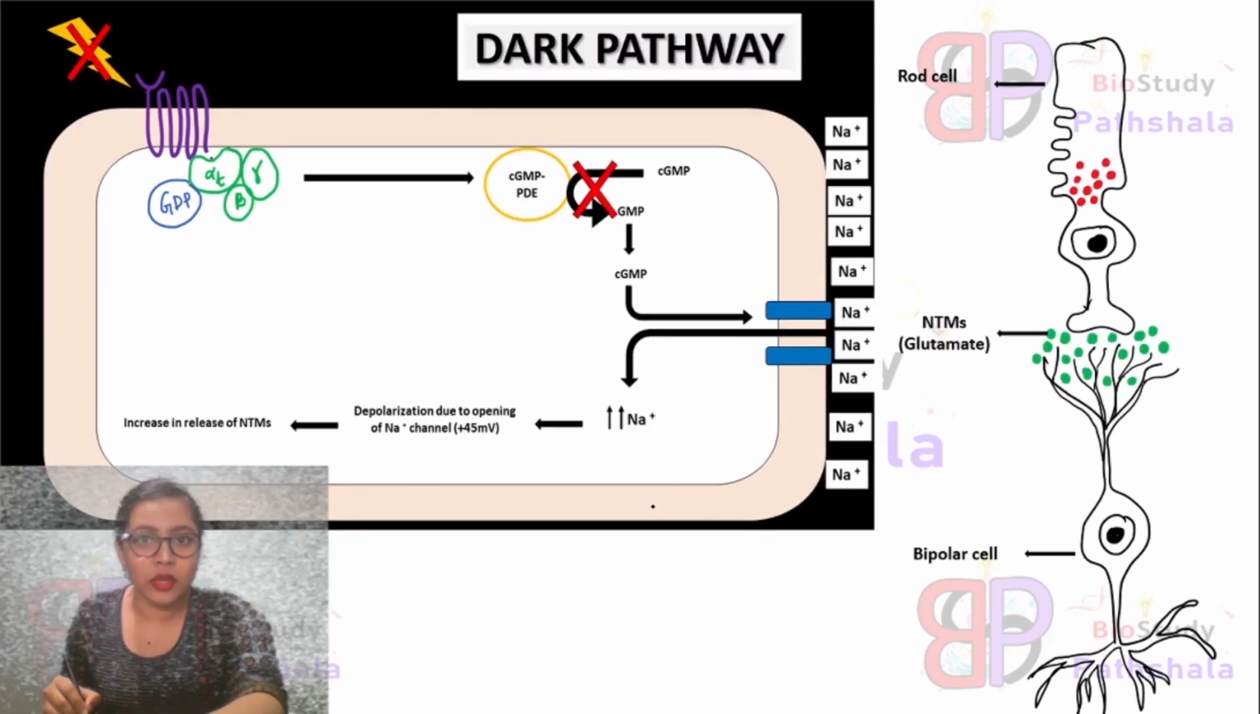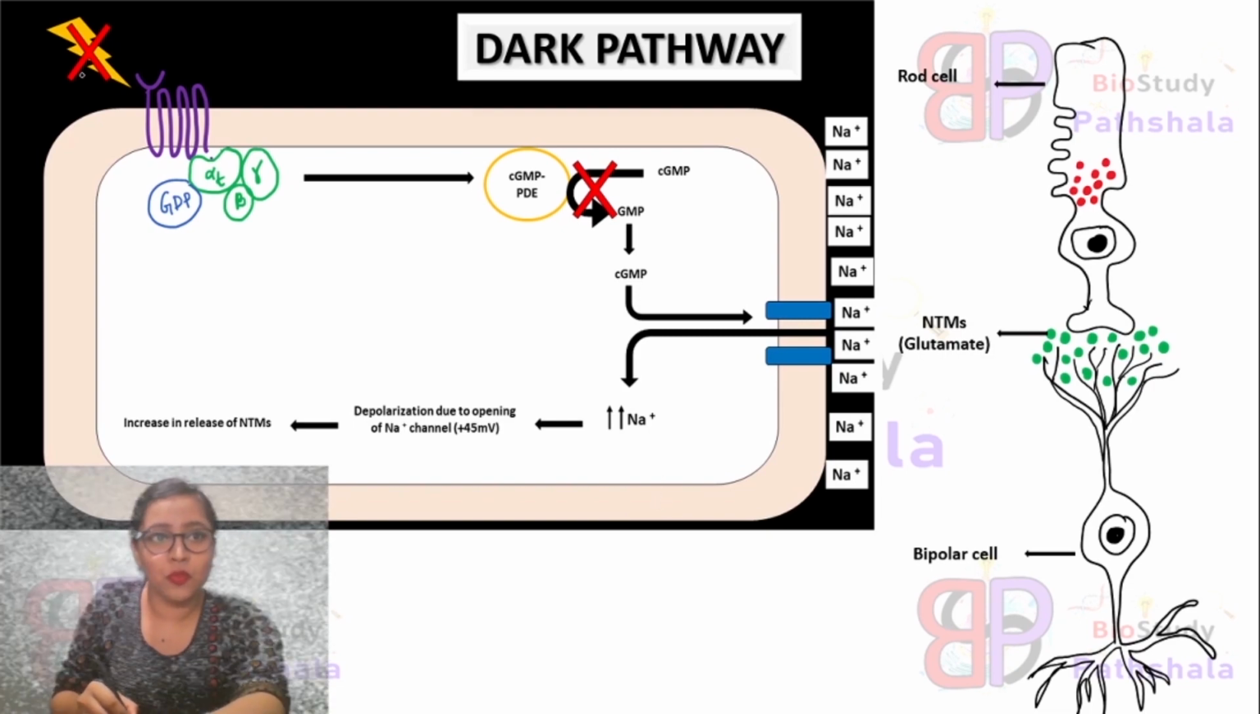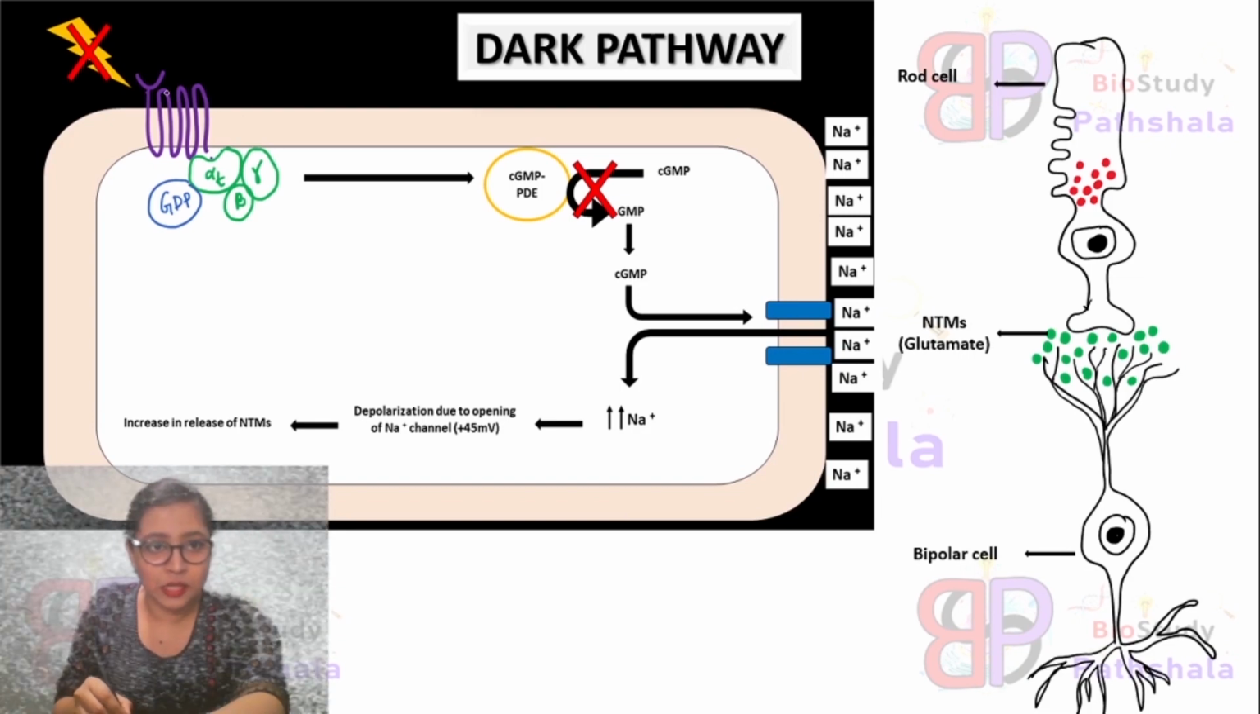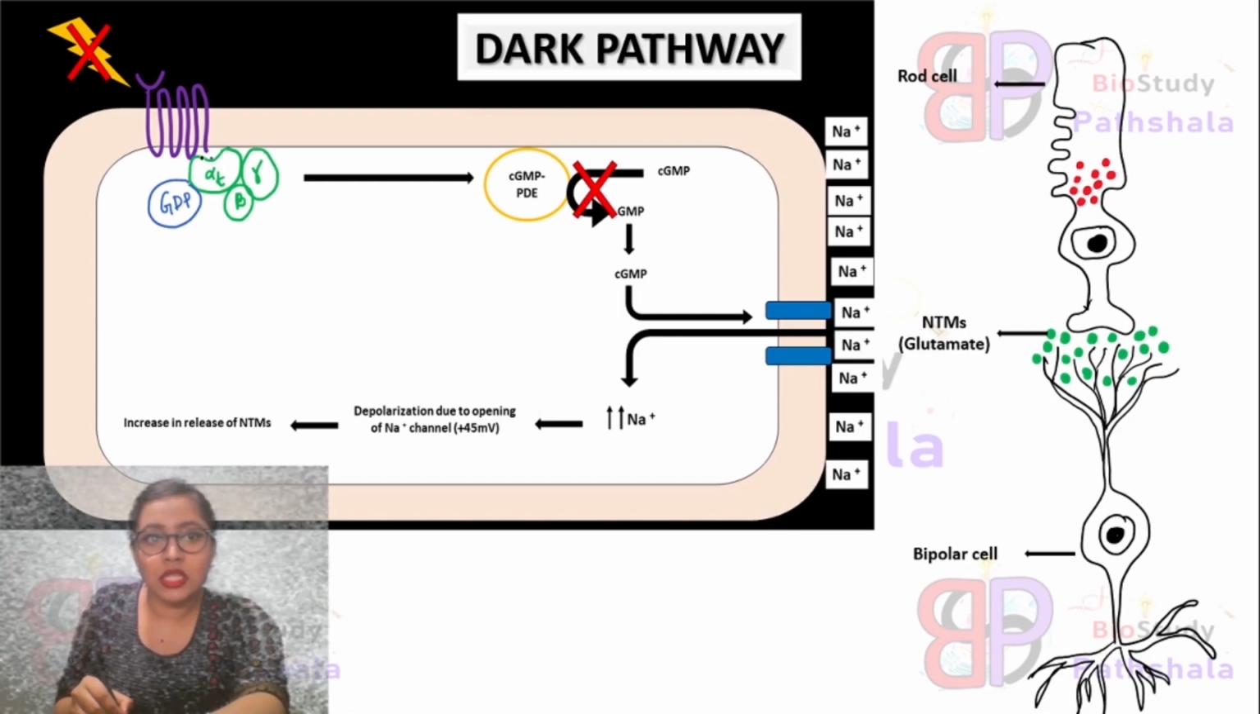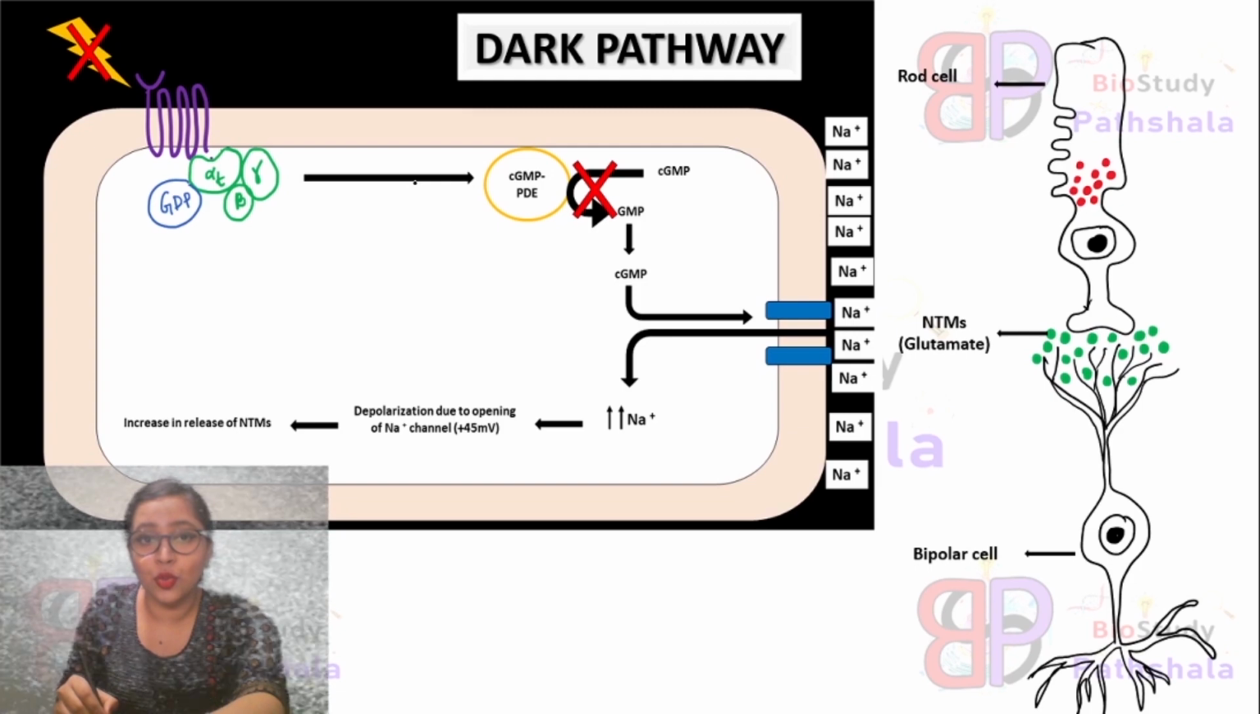The dark pathway is observed at nighttime, or when light is not available. So you can see here that the photon particle is not present, and as the photon particle is not present, the transducin will not be activated, and the deactivated transducin does not result in the formation of the alpha T GTP complex. So this alpha T in the GDP bound state will not be activated to activate the cGMP PDE.